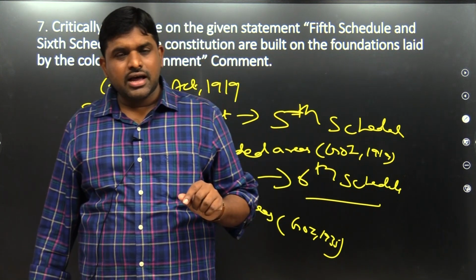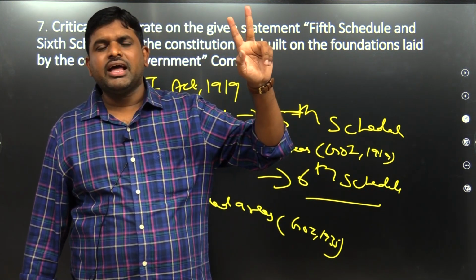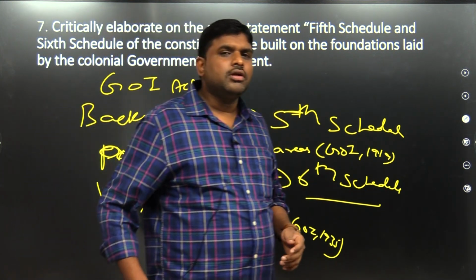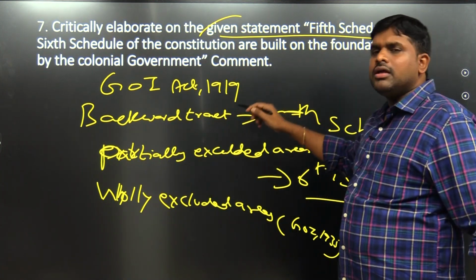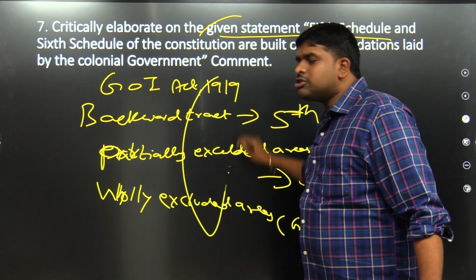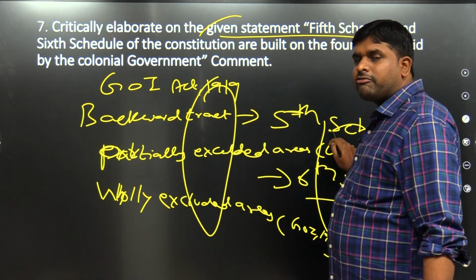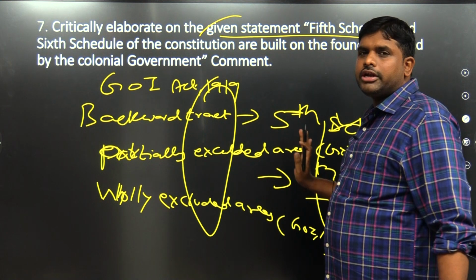And Schedule 6 areas are AMTM: Assam, Meghalaya, Tripura and Mizoram. That you have to mention. But critically elaborate on the given statement. However, the provisions of this are insufficient. We made a more powerful 5th Schedule and 6th Schedule, that you have to mention.